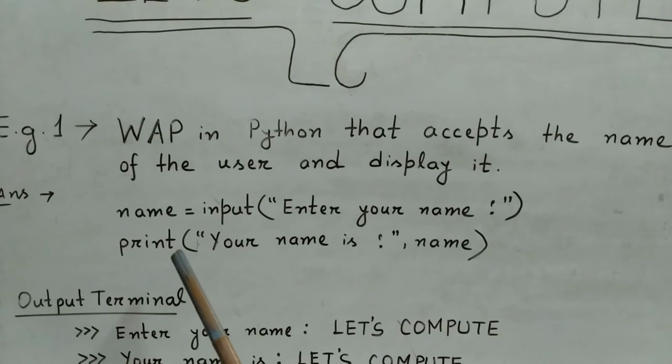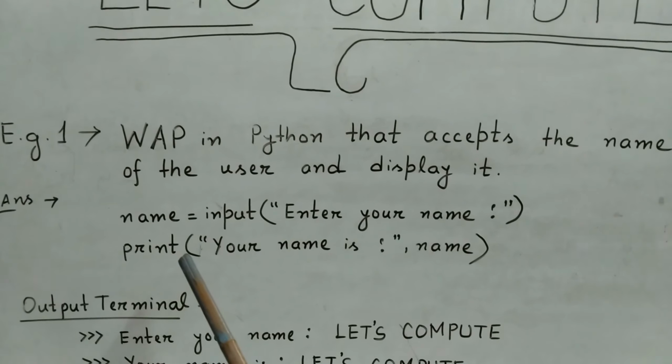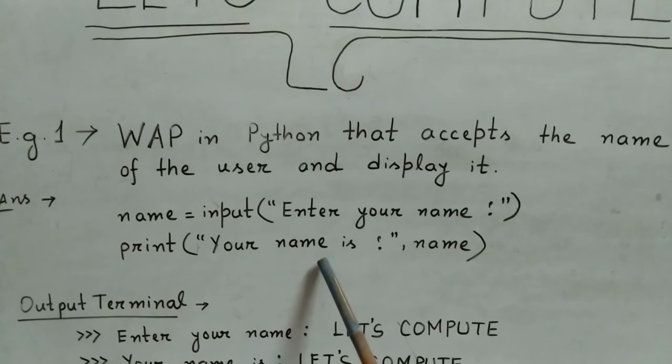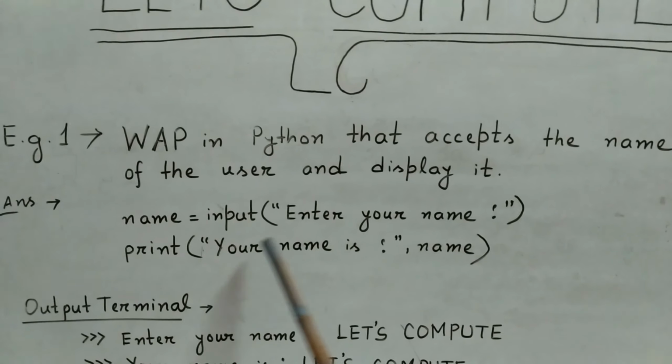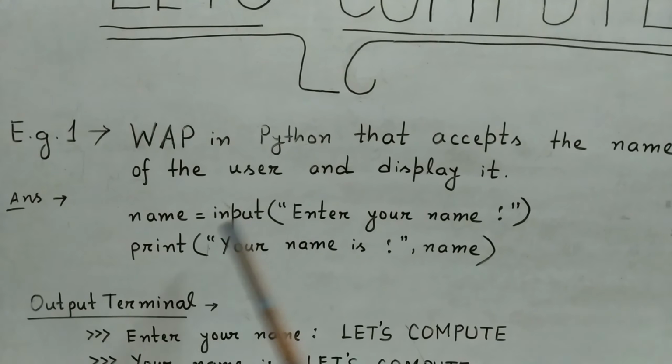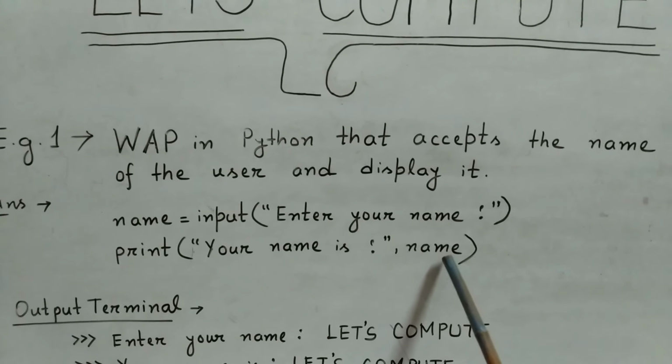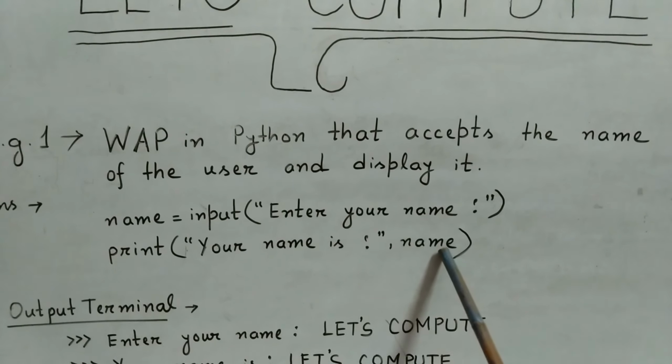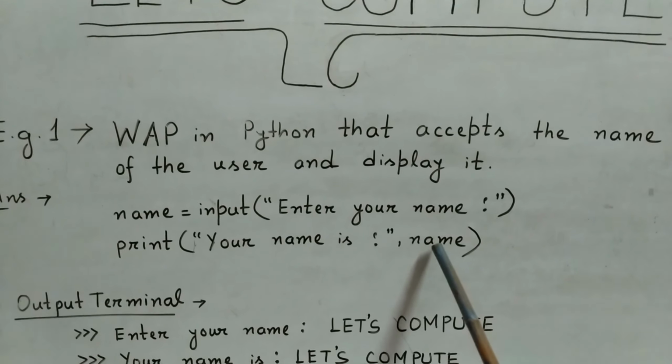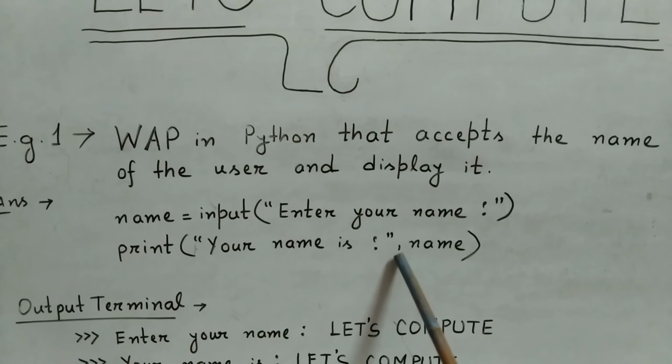Now come to the function print. You have learned about it in the previous e-learning session. It consists of two objects. The first one is a string within a pair of double quotation marks. And the second one is a variable consisting of a string value, I guess. And both of them are separated by a comma.